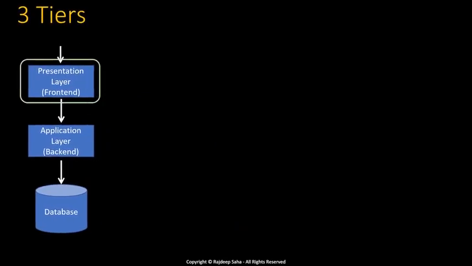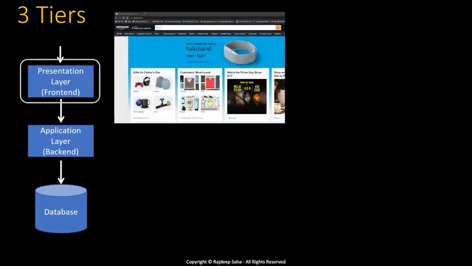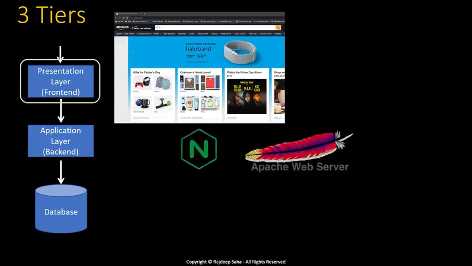Now let's focus on the presentation layer. One example of a presentation layer could be, let's say, the Amazon.com website where you can browse different items, and this website could be running on an Nginx or Apache web server. And there are multiple other options as well. But at the end of the day, this is a presentation layer where your users access your application.